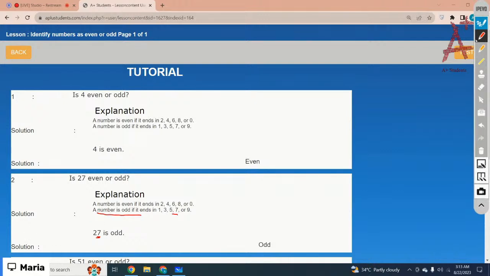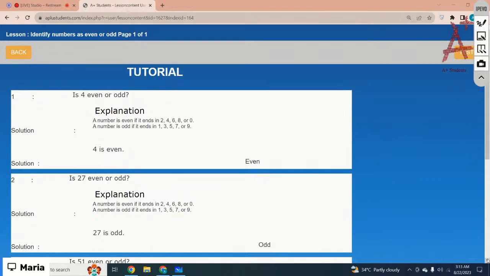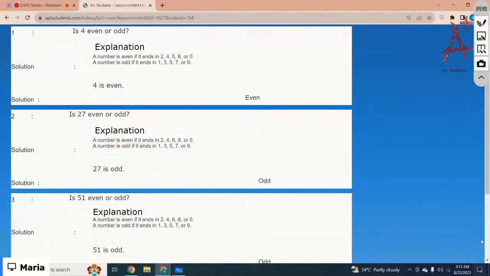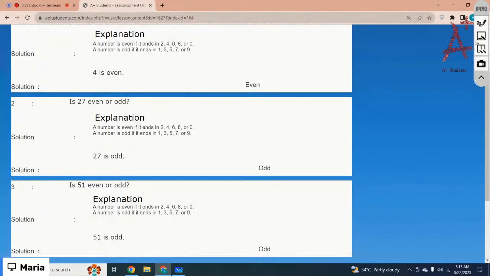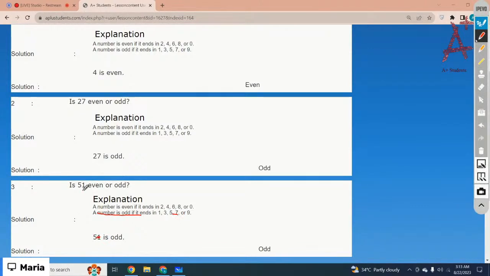If you have a two digit or three digit number, just check the ones digit. If the ones digit is 0, 2, 4, 6, or 8, that means the number is even. Otherwise, it is an odd number, right? Okay, the next one is 51 even or odd? Let's just look at the ones digit. The ones digit is 1, right? You can see 1 is an odd number. That means 51 is also an odd number, right? Let's just start with the practice questions.